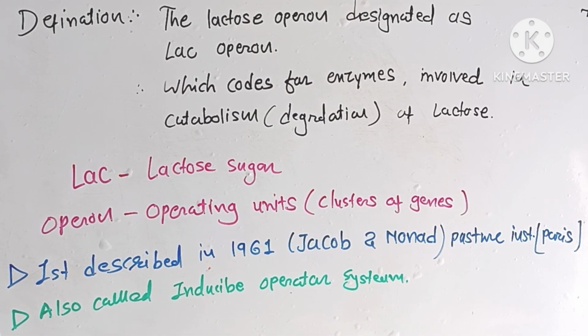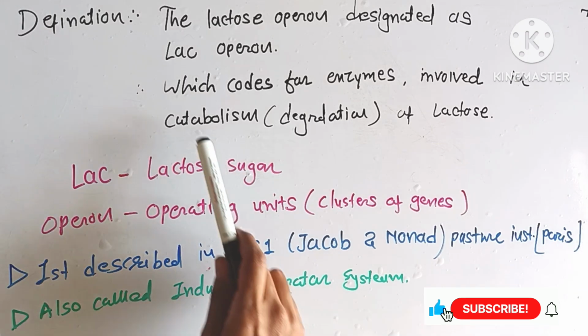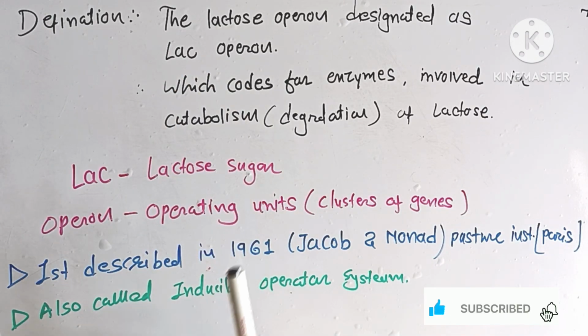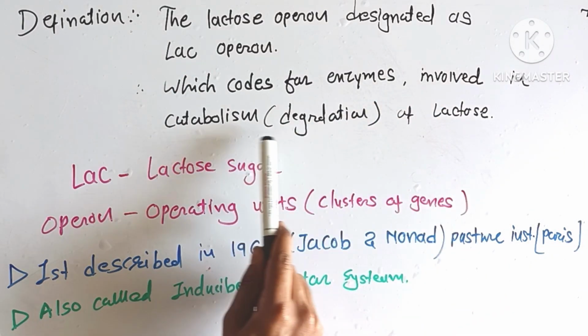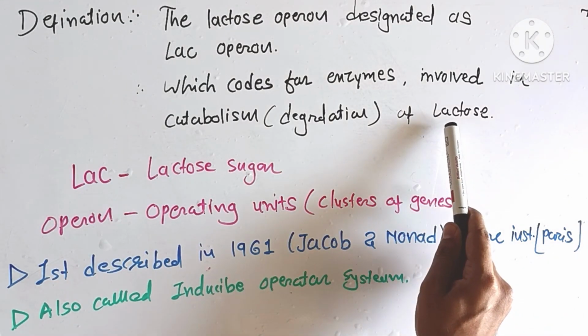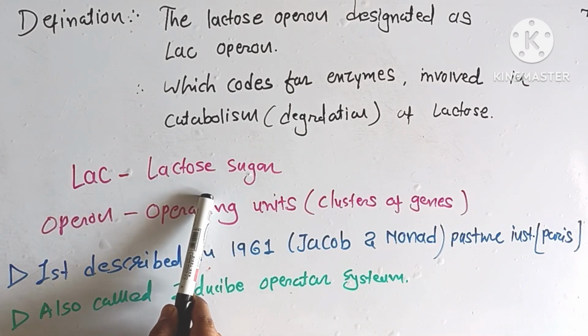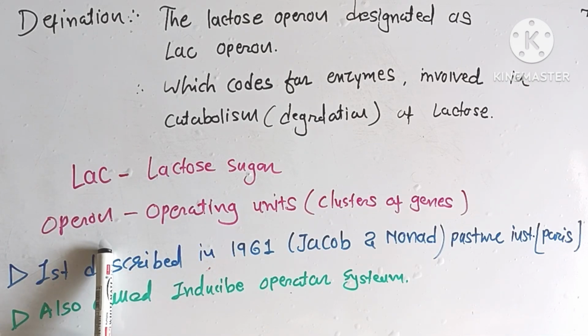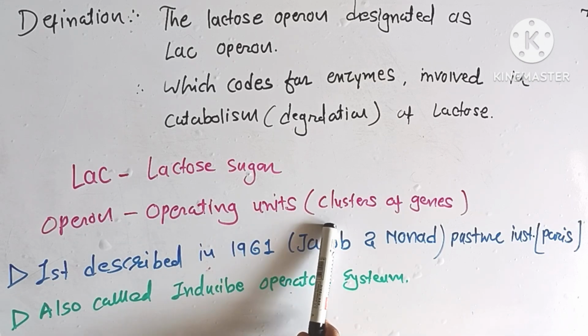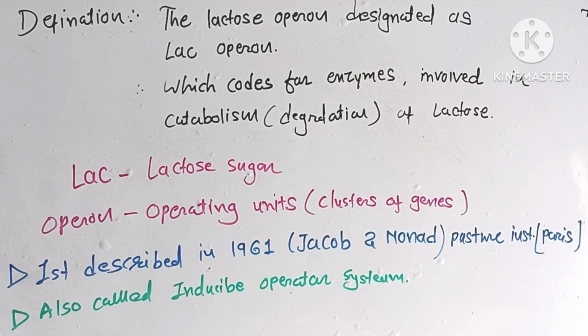So let us start first with the introduction. Definition: what is Lac Operon? As we discussed, Lac Operon codes for enzymes involved in the catabolism or degradation of lactose. Here Lac stands for lactose sugar, and Operon stands for operating unit, also called a cluster of genes. We will discuss it briefly next.